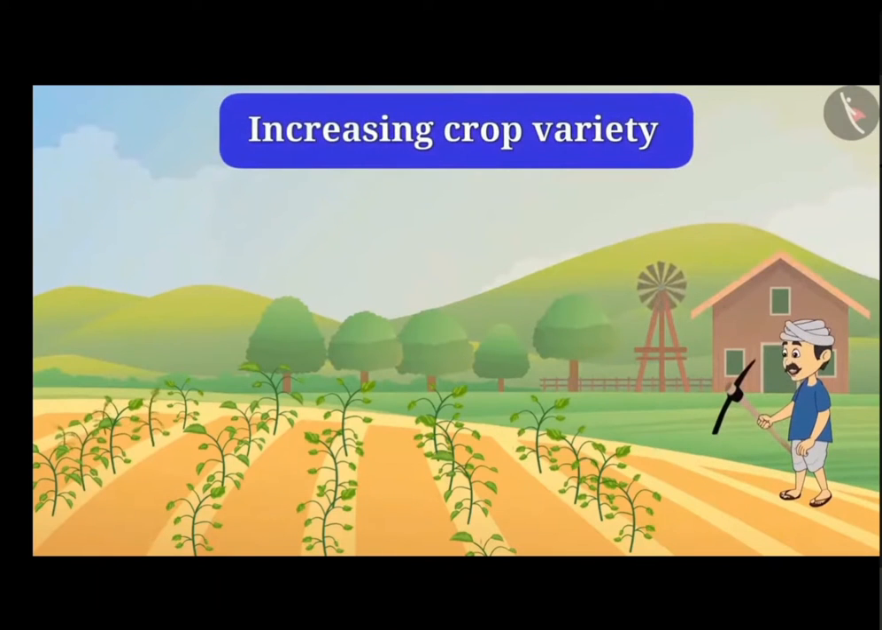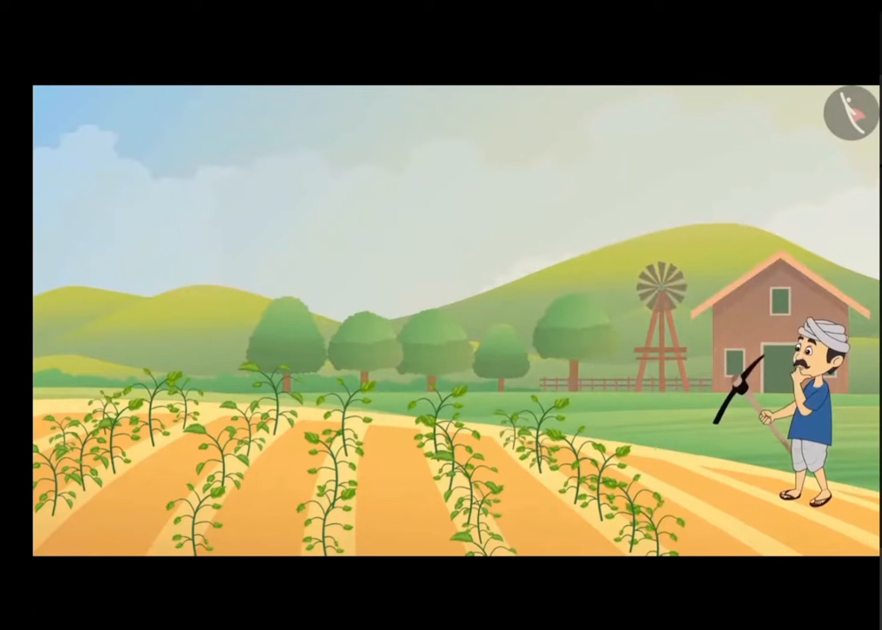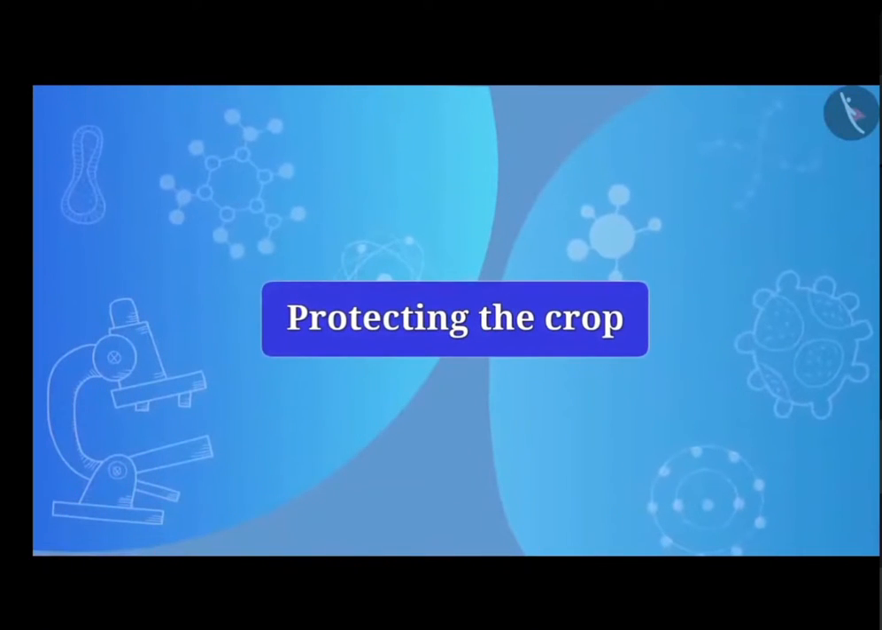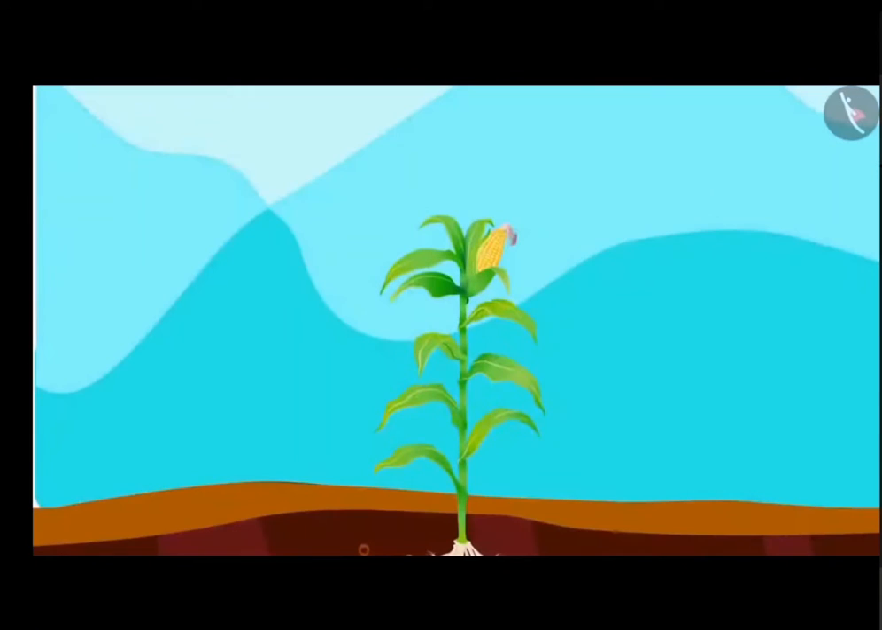Yes, friends, the crop improvement can be done by increasing the crop variety and by increasing its production. Is there any other way by which we can improve the crops? Yes, friends. Crop improvement can also be done by protecting the crops too. So let's understand all these topics in detail.